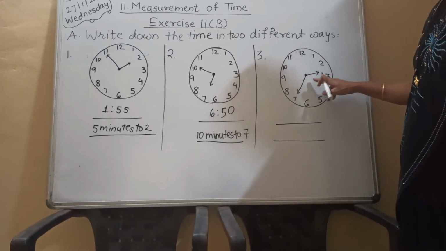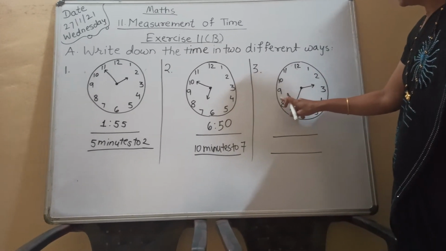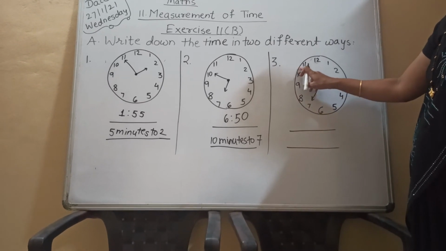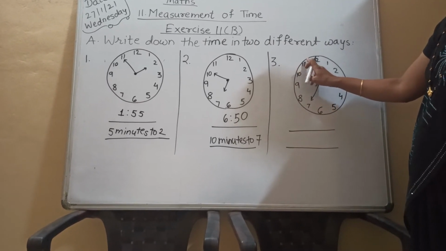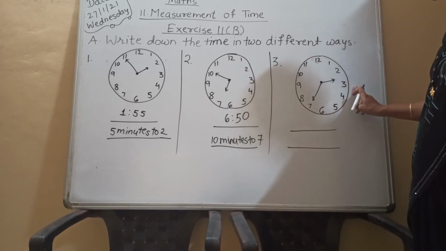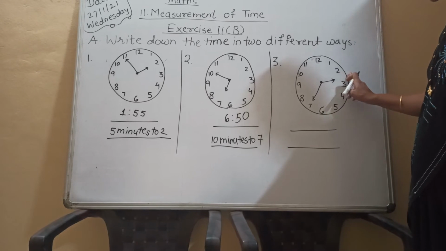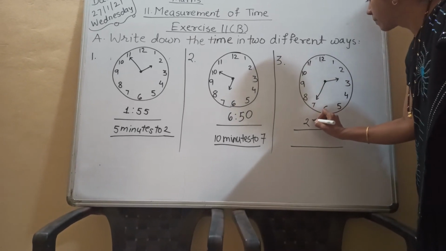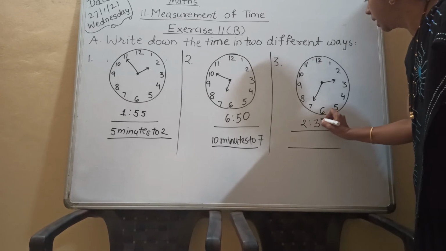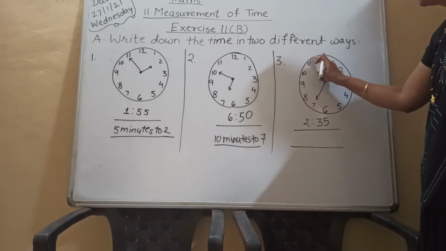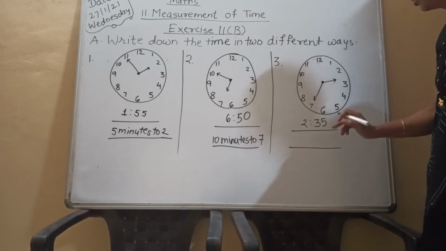See, 5 plus 5, 10, 10 plus 5, 15, 15 plus 5, 20, 20 plus 5, 25. 25 minutes to 3. So what time is it? 2:35. And how many minutes are there? 25 minutes to 3.